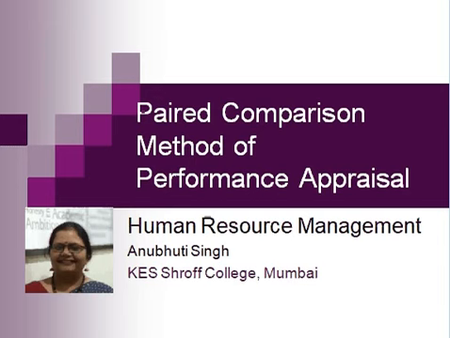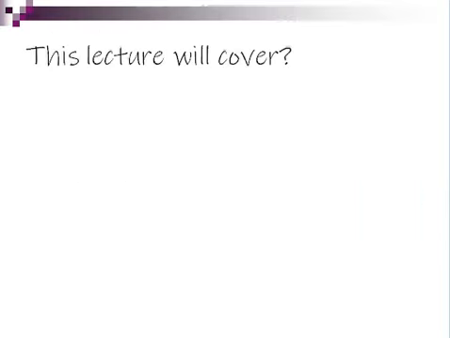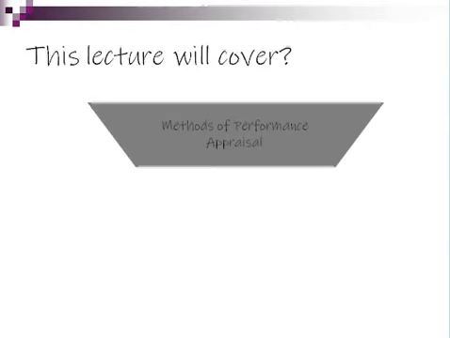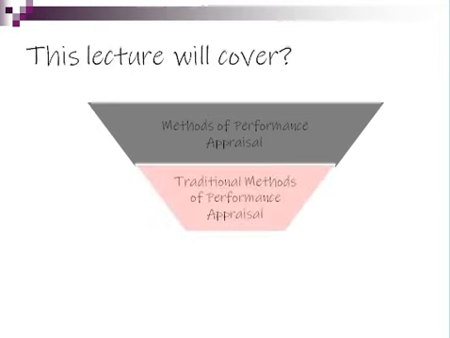In this video lecture, we are going to talk about the paired comparison method of performance appraisal. We have already talked about a few different methods, traditional methods of performance appraisal. What are we going to cover in this lecture? Let us see that. Methods of performance appraisal are there. There are some modern methods and some traditional methods. We've already discussed one or two traditional methods before. So in this particular video lecture, we are going to talk about only the paired comparison method of performance appraisal.